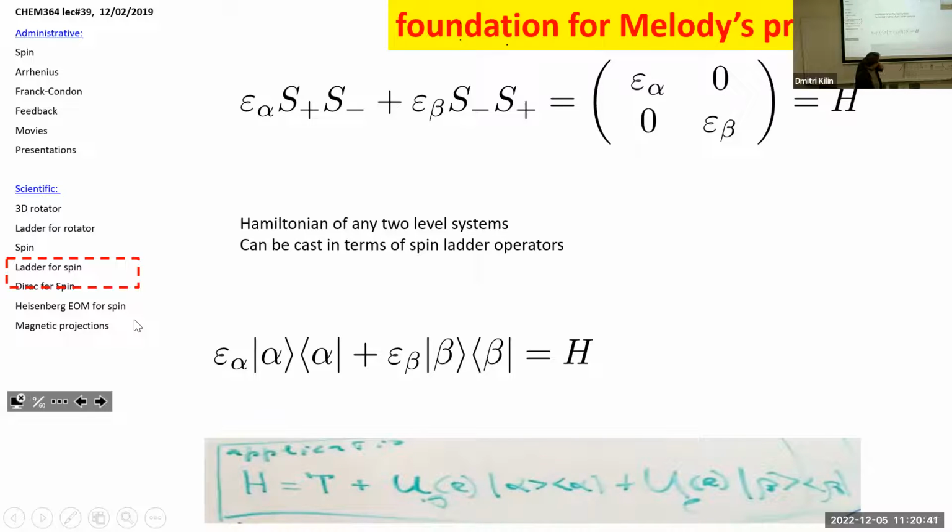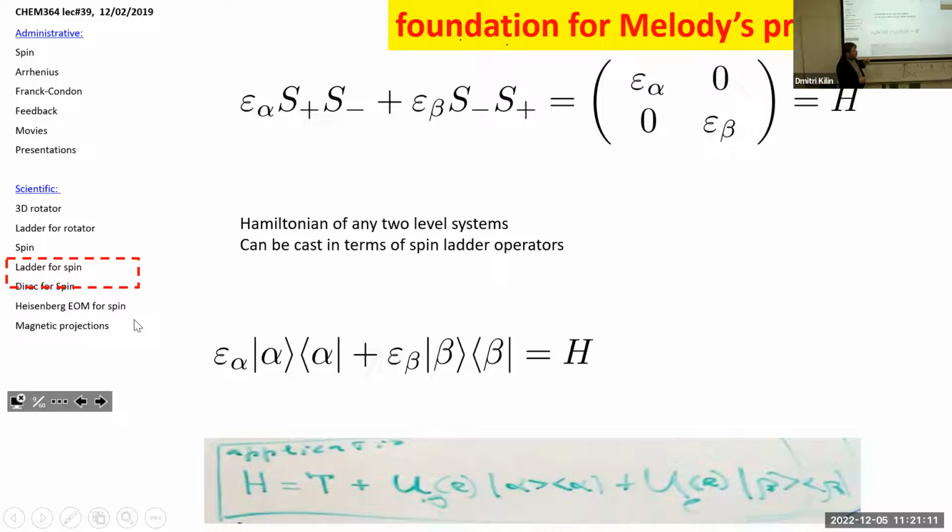So, continuing the foundation for Melody's project. In Dirac's notation, she does have a molecule with ground and excited state potential energy surfaces. Kinetic energy is the same for both of them, so it's multiplied by an identity operator, but potential energy is different for one electronic state and for another electronic state. Okay, and this notation is the best way to explain what Melody is doing when she will be presenting her talk.